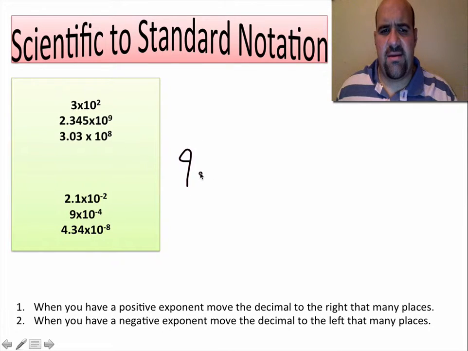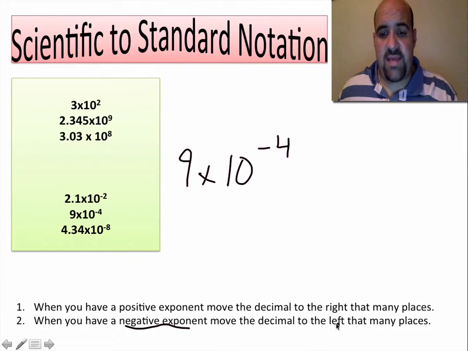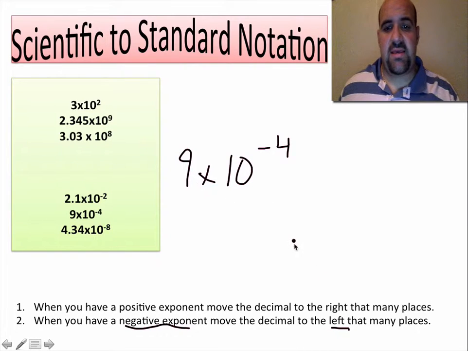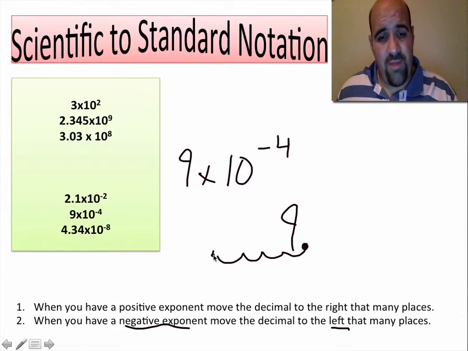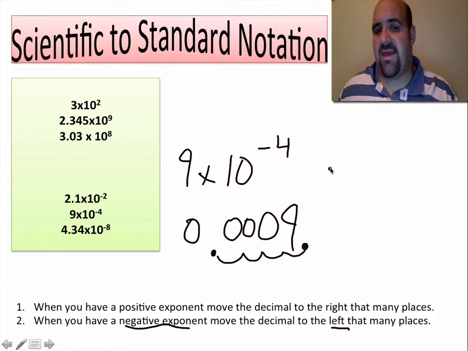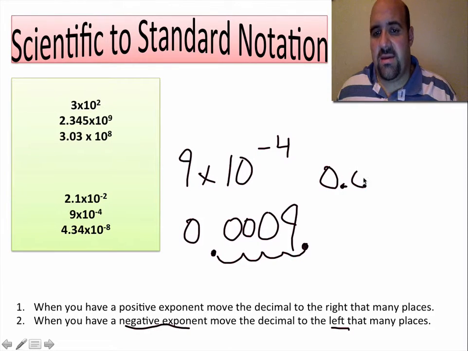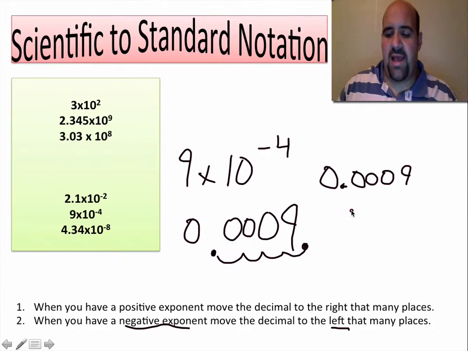And we have 9 times 10 to the negative fourth. Same thing, we have a negative exponent, so we are moving the decimal to the left 4 places. This is a 9, and we assume there's a decimal here. Moving over 1, 2, 3, 4 places right there, I'm going to put in my zeros. 1, 2, 3 zeros, and of course you could put in the first 0 if you need to. Cleaning that up, 0.0009.